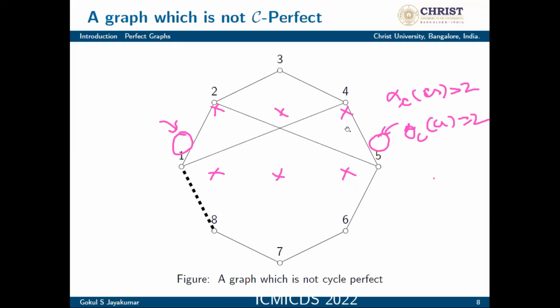Now, moving on, we have an example of a graph which is not C perfect. Here, alpha would be 1, but theta is not 1 since the graph does not contain an induced Hamiltonian cycle.